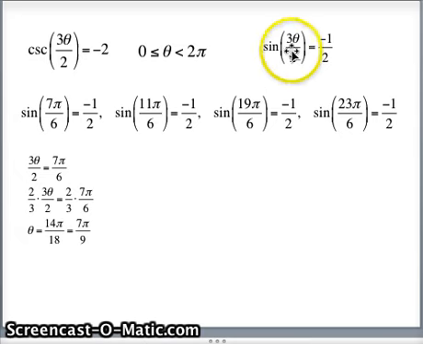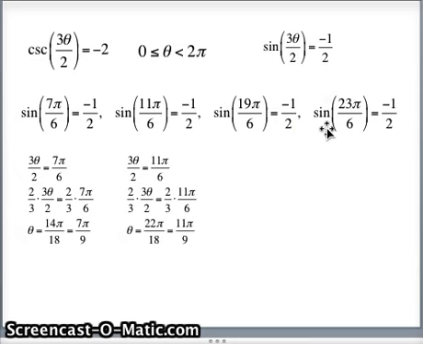Now let's take a look at our second answer from the first revolution. 11 pi over 6 should equal 3 theta over 2. So 3 theta over 2 is 11 pi over 6. Multiplying both sides by 2/3. 2/3 times 3 theta over 2 is theta. 2 times 11 pi, 22 pi over 18. Reducing that, I get 11 pi over 9.